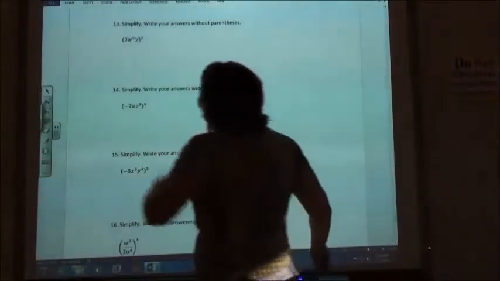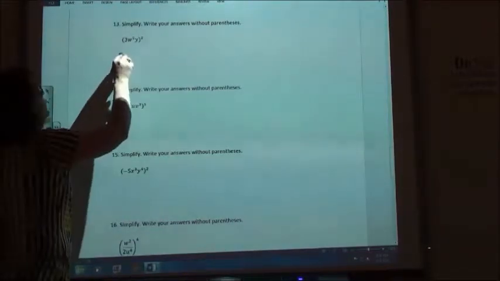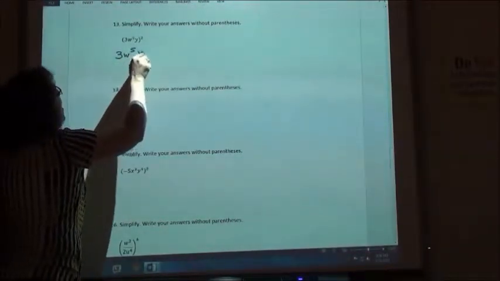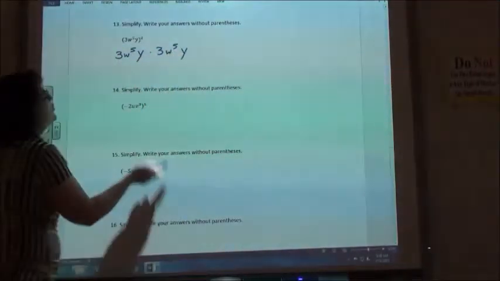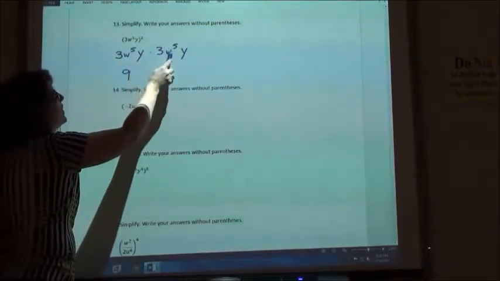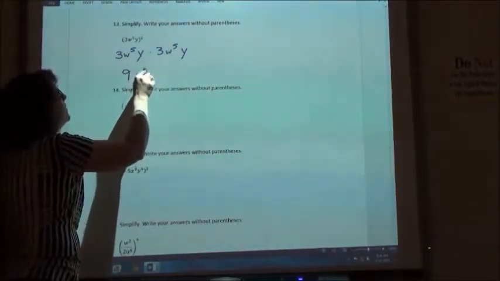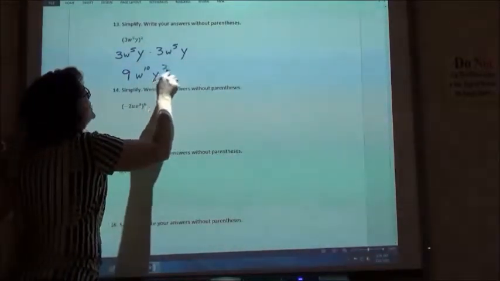14 and 15, same kind of thing. Doing it the long way, if I were going to square it, it would mean that I'm taking 3w to the fifth y times a second 3w to the fifth y. So I'd be taking 3 times 3, which is 9, w to the fifth times w to the fifth, I add my exponents, so w to the 10th, y times y, y squared.